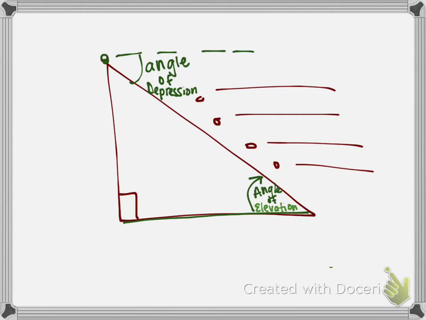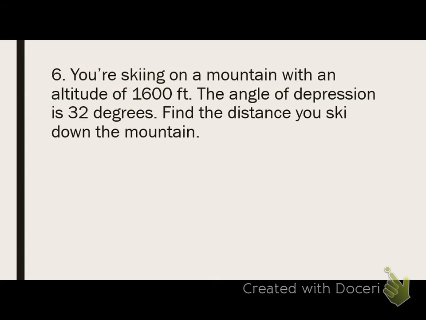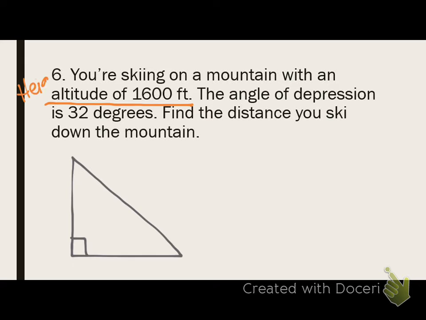We're going to go back to our skiing question. Ready? You are skiing on a mountain with an altitude of 1,600 feet. So yesterday when we did these, we know it's going to end up looking like a right triangle. Okay, an altitude of 1,600 feet. What is another word for altitude? Height. So where does the height always go? The left. Yeah, the vertical one. So 1,600 feet.